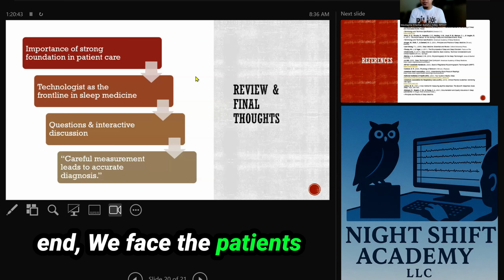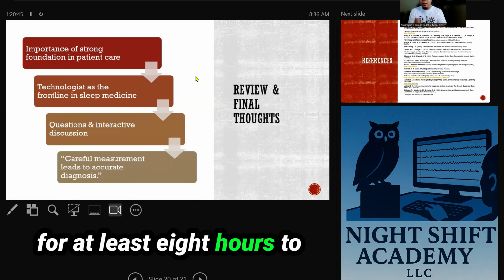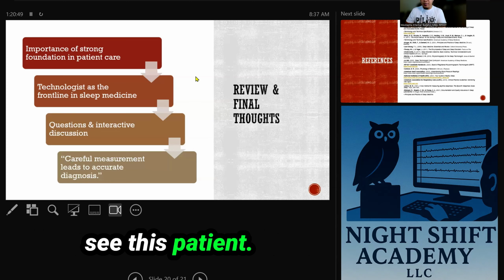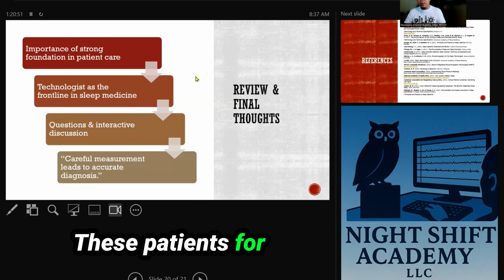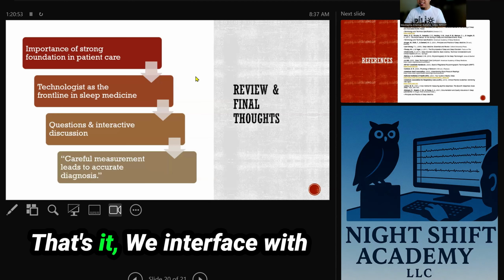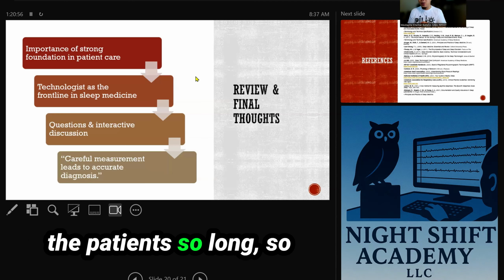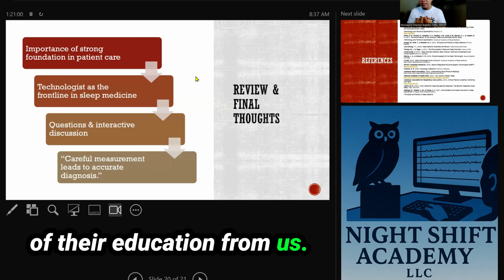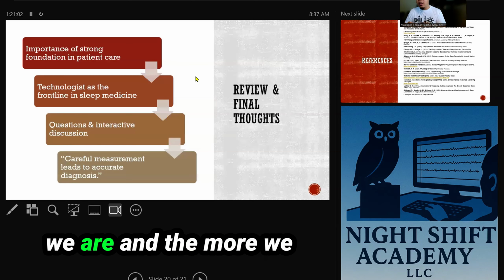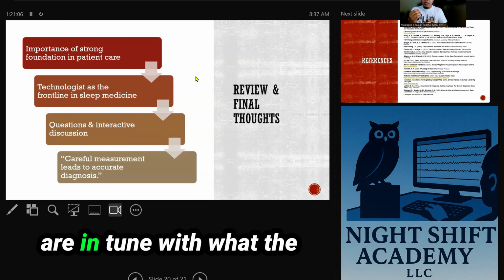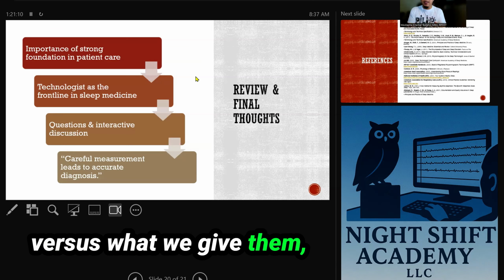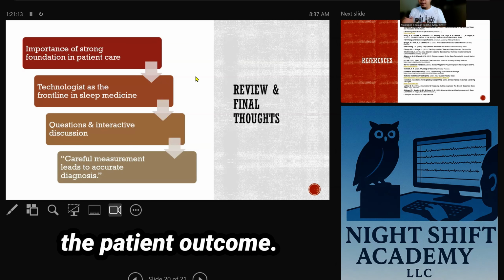We face the patients for at least 8 hours to 10 hours with each patient. The doctors will see these patients for 5 to 15 minutes. That's it. We interface with the patients so long, so they will get the majority of their education from us. So the more knowledgeable we are, the more we are in tune with what the patient wants to know versus what we give them, the better for the patient outcome.